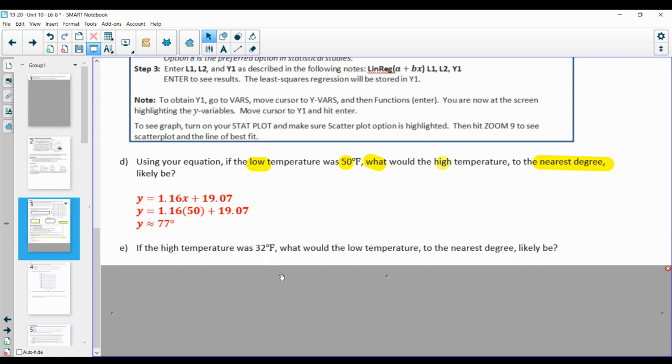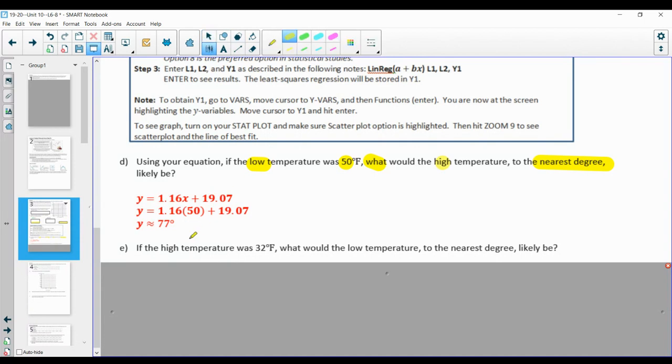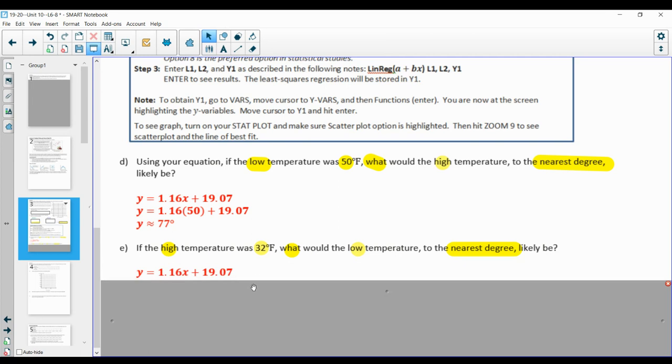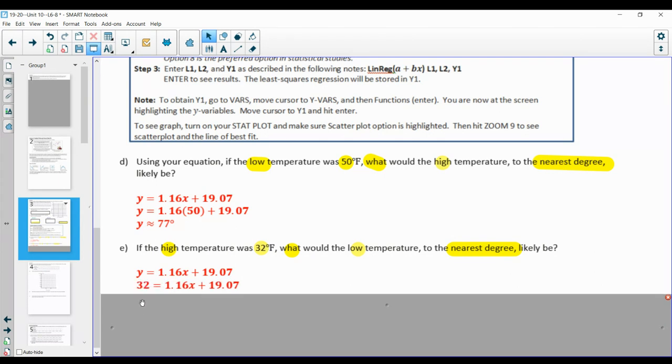For E, now we're still going to use our equation, but here they're telling me the high temperature is 32, and it's asking what is the low? Once again, we're going to round to the nearest degree. So if our high is 32 and we're using our equation, what are we subbing 32 in for? What variable? Hope you agree, 32 is our high, so that's my Y. We're finding our low or our X.